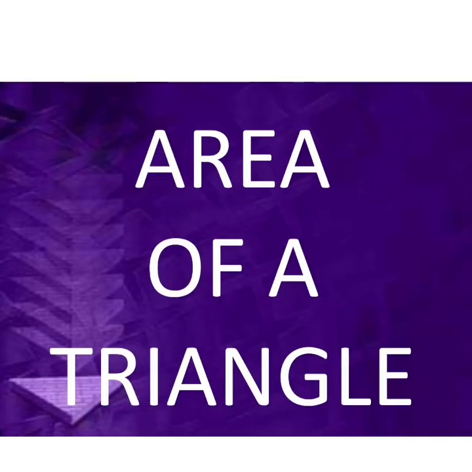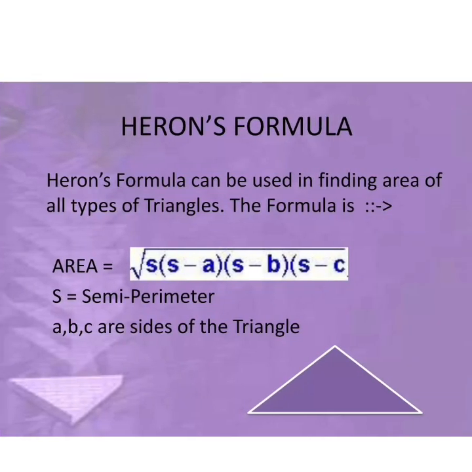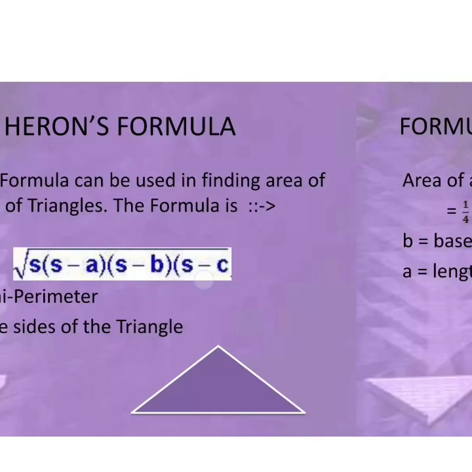Now how to find the area of a triangle. So, the formula for area of a triangle by Heron's formula. Heron's formula can be used in finding the area of all types of triangles. The formula is area is equal to root of S into S minus A into S minus B into S minus C, where S is the semi-perimeter and A, B, C are the sides of the triangle.